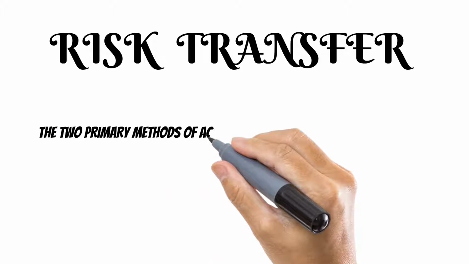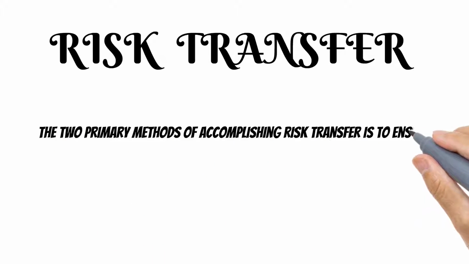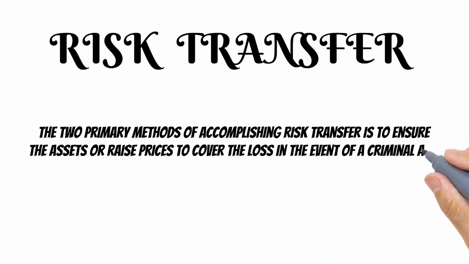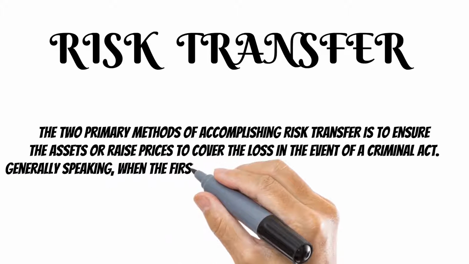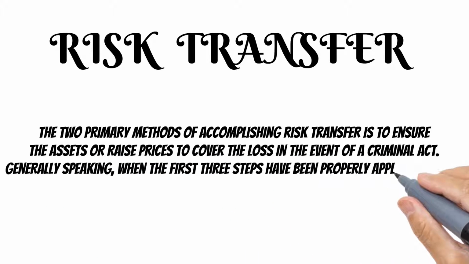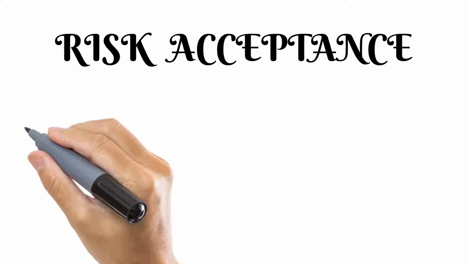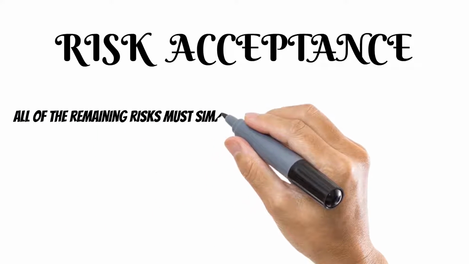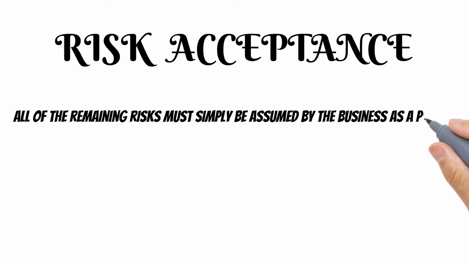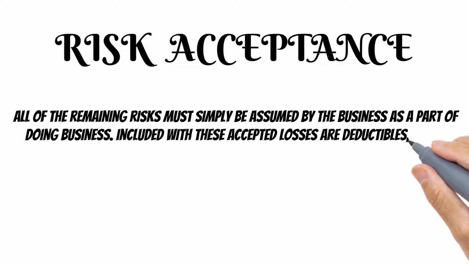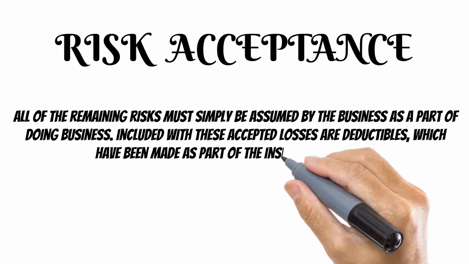Risk transfer. The two primary methods of accomplishing risk transfer are to insure the assets or raise prices to cover the loss in the event of a criminal act. Generally speaking, when the first three steps have been properly applied, the cost of transferring risks is much lower. Risk acceptance. All of the remaining risks must simply be assumed by the business as a part of doing business. Included with these accepted losses are deductibles, which have been made as part of the insurance coverage.